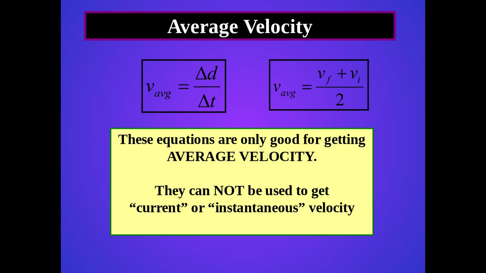Okay. So these equations are only good if you're wanting to talk average velocity. We have something that we call instantaneous velocity, which is the velocity at that moment, which we can't use these two equations for because it only talks about the average.